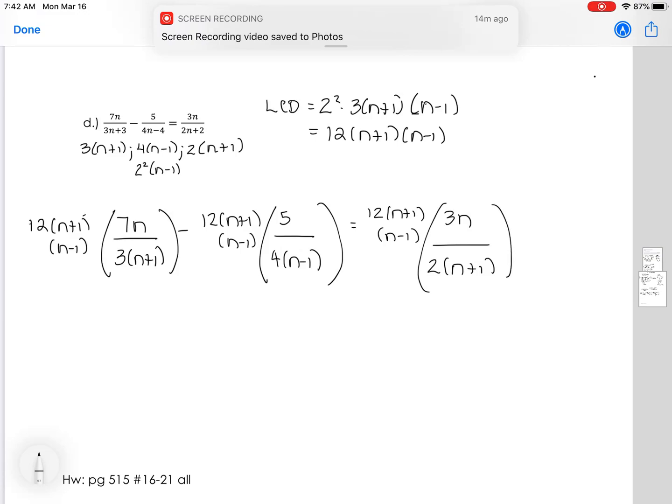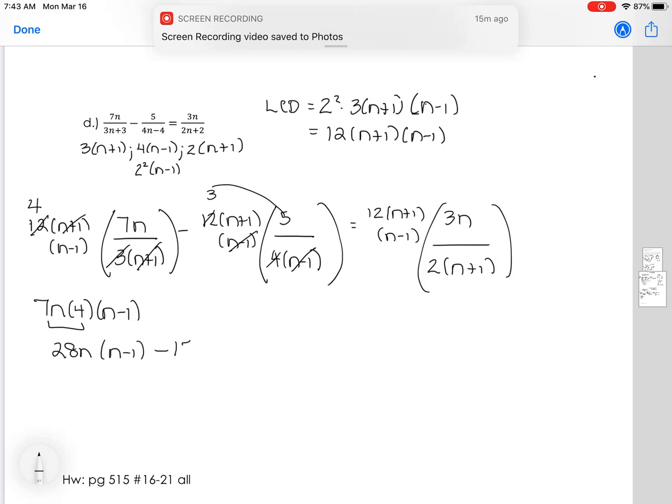Now when you simplify, something of each should be going away. So you have the n plus 1s go away, the 12 over 3 makes 4. So we have 7n times 4 times n minus 1, which I would make that right off the bat, 28n times n minus 1. For this one, the n minus 1s go away. The 12 over 4 reduces to a 3.